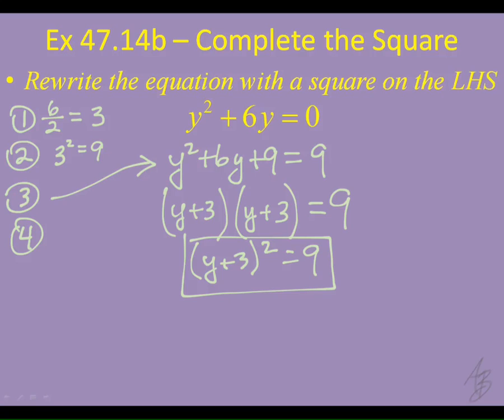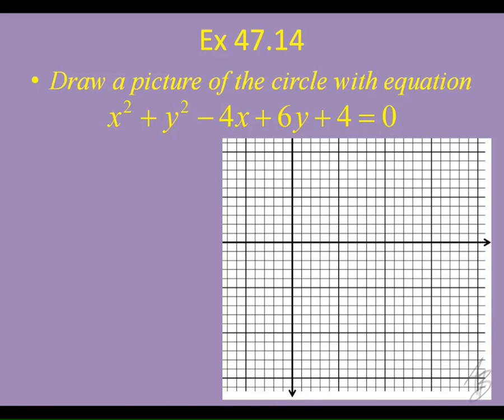Yes? So, alright, for step number 4, the first thing we want to do with this equation is rewrite it so that the x's are together and the y's are together. Since we have x's and y's here, we're going to complete the square twice. We're going to do it once for the x's and once for the y's.